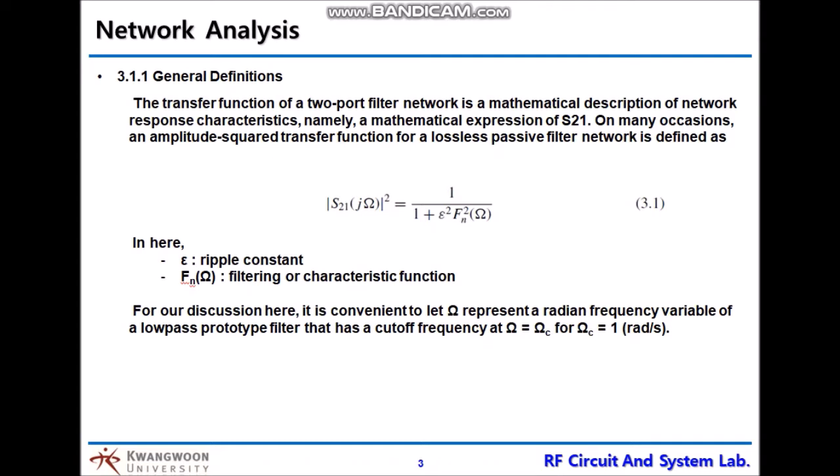The transfer function of a two-port filter network is a mathematical description of network response characteristics. On many occasions, an amplitude-scale transfer function for a lossless filter network is defined as equation 3.1. In here, omega is the frequency, epsilon equals the ripple constant, and Fn equals the filtering or characteristic function.